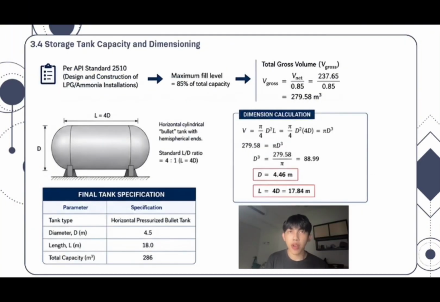Capping the fill at 85% per API standard 2510 scales that up to 279.58 cubic meter gross. Using a standard 4:1 length to diameter ratio, we get a 4.46 meter diameter and 17.84 meter length, rounded to our final spec, a 4.5 by 18 meter bullet tank holding 286 cubic meter.